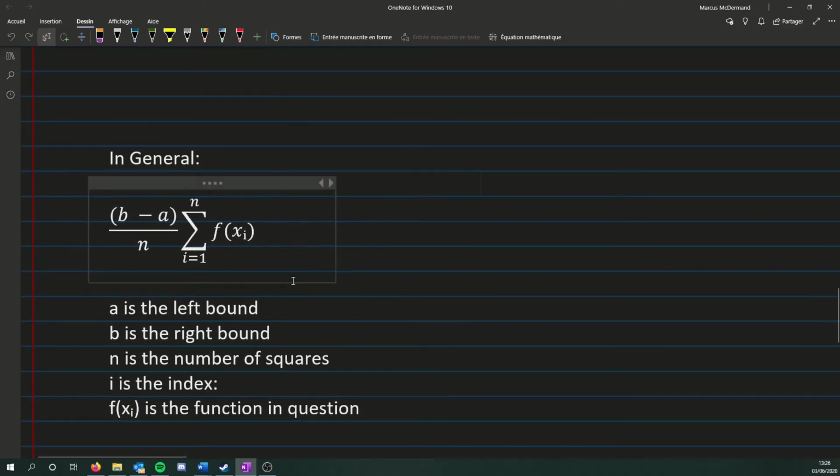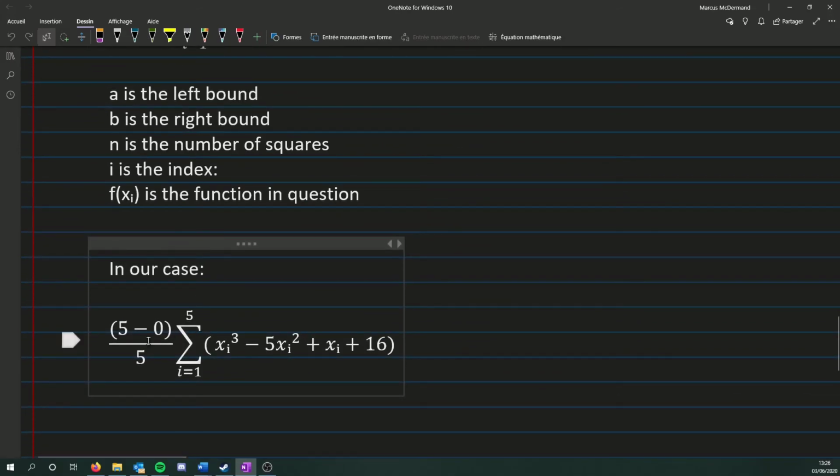So now that we've seen the general case, let's break down our own case. In our case, 5 minus 0 over 5 multiplied by the summation of xi cubed minus 5 xi squared plus xi plus 16 from i equals 1 to i equals 5. So once again, breaking this down. 5 minus 0 over 5, as I previously mentioned, equals 1 because we have a width of 1. 5 is our right bound, 0 is our left bound, over 5 rectangles, that is a width of 1. Now what we do here is we take our first x value and plug it in here, then our second x value, then our third, then our fourth, then our fifth.